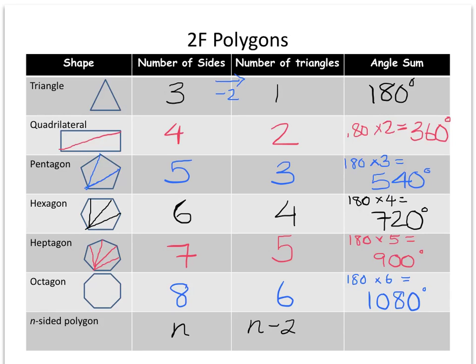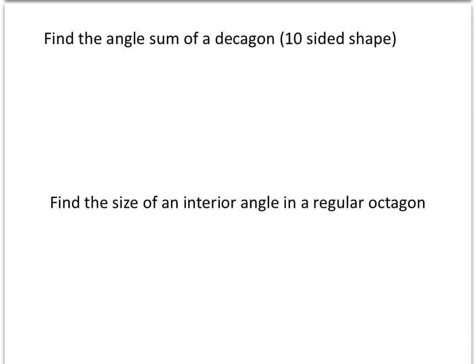And to work out the angle sum, we were always doing 180 degrees times the number of triangles. Well, in this case, the number of triangles is n minus 2. So our general formula for working out the sum of angles in any polygon is 180 degrees times (n minus 2), where n is the number of sides.